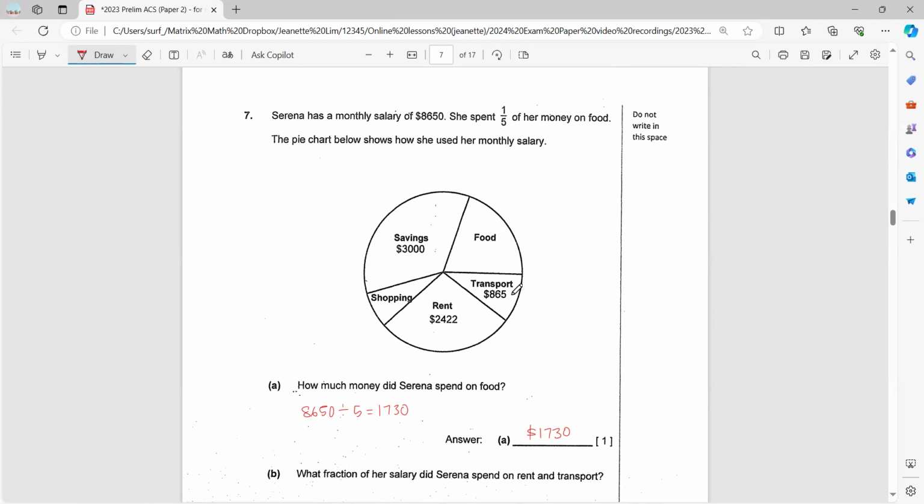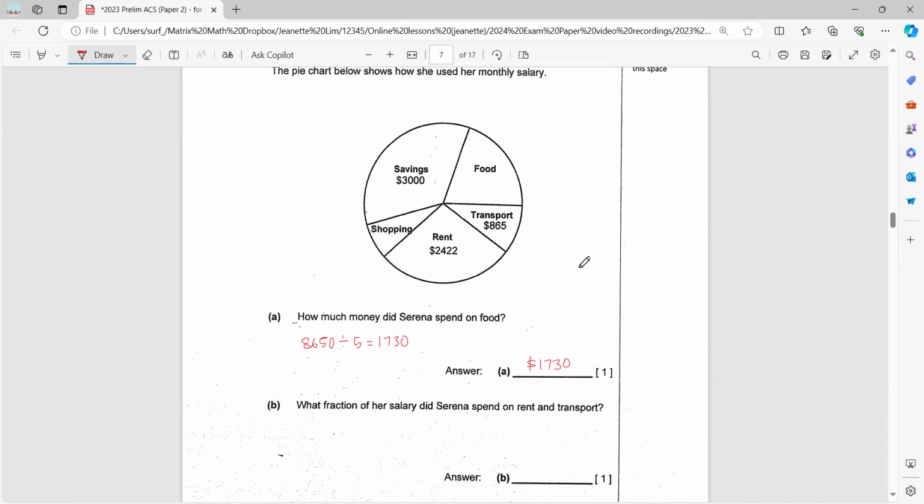B, what fraction of her salary did she spend on rent and transport? Rent and transport. Okay, so the total amount that she spent, you can just add them up before we find the fraction. So 2422 plus 865, which is 3287. So what fraction of the total? The total is 8650, so you just need to take 3287 over 8650. Simplify, you get 19 over 50.